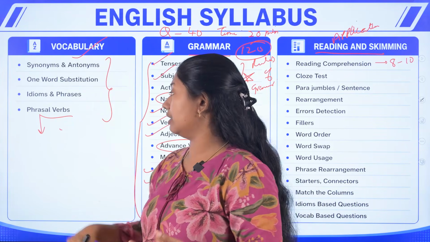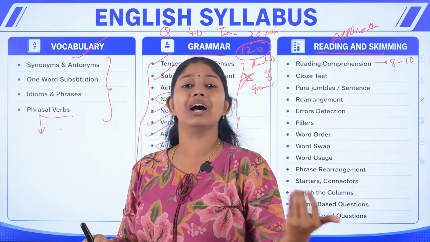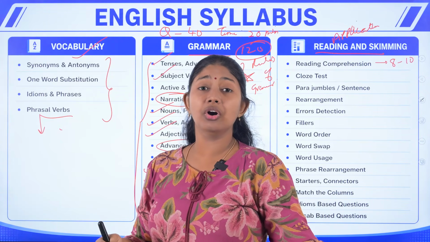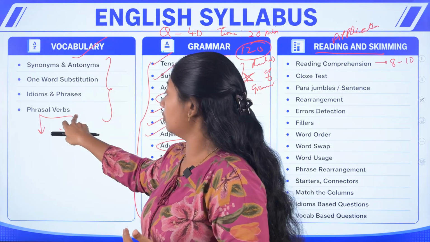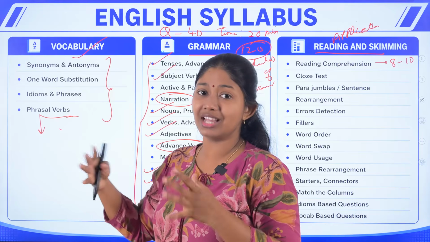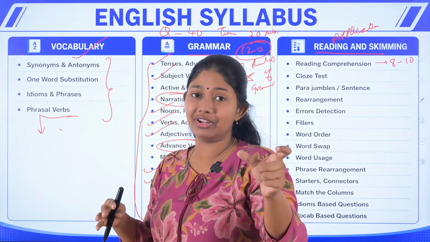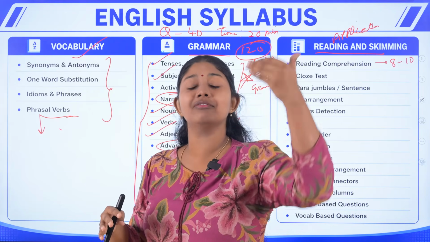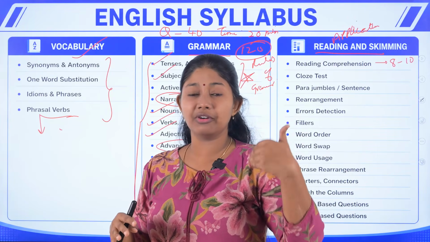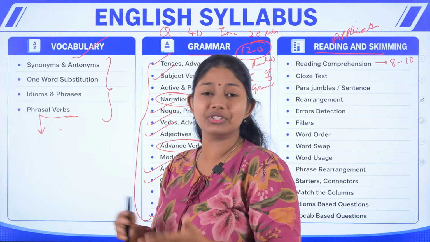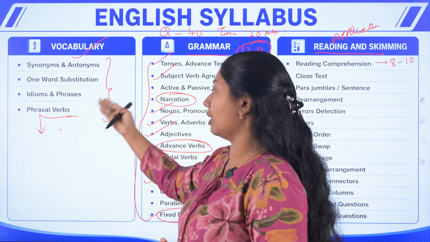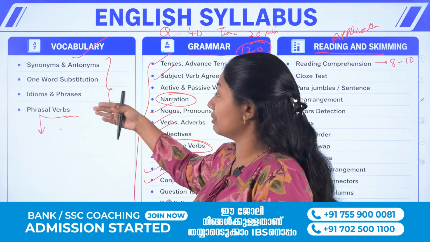Generally for bank exams, phrasal verbs will be asked in the form of error correction, or the closed test. Sometimes a phrasal verb will be given, and 4 sentences will be given, and one will be none of these. From that you have to choose in which sentence this phrasal verb is not applicable. In this way you have to find the phrasal verb questions.